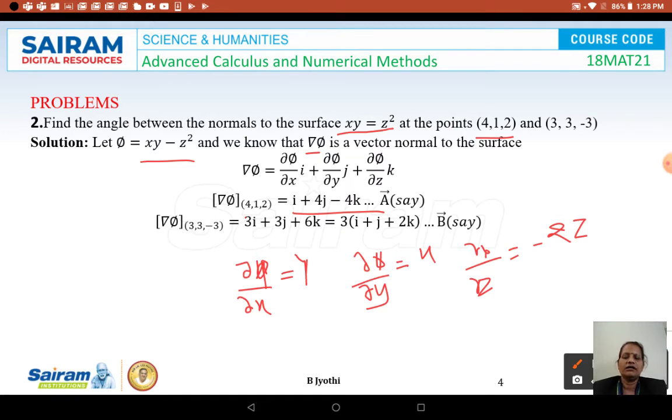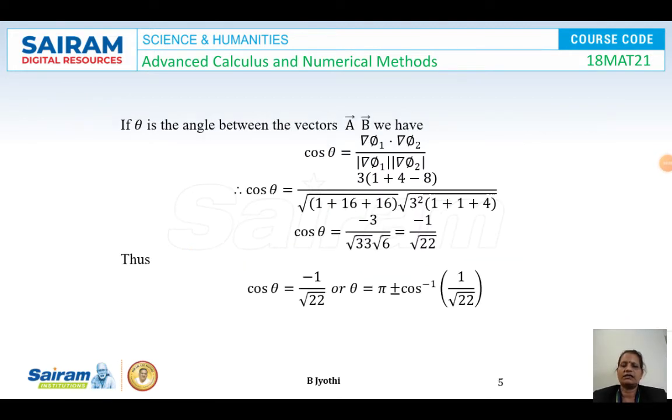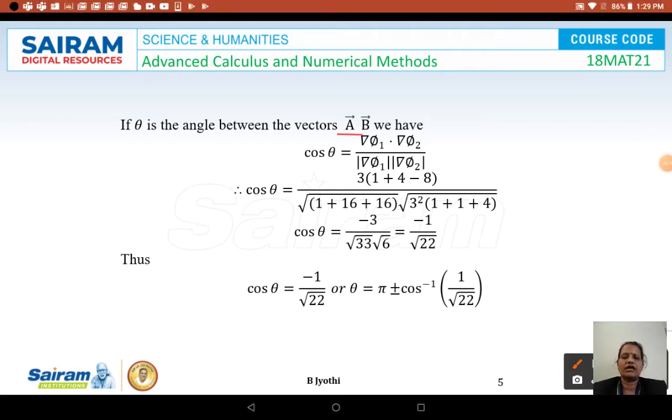Then the second one at the point (3, 3, -3), we get 3i plus 3j plus 6k, which is equal to 3 times i plus j plus 2k. Let us call this B and the first vector A. Now we find the angle theta between the two vectors A and B. Then we have the formula cos theta is equal to del phi 1 dot del phi 2 divided by mod del phi 1 into mod del phi 2.